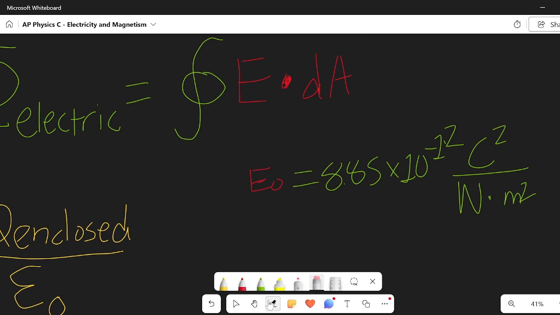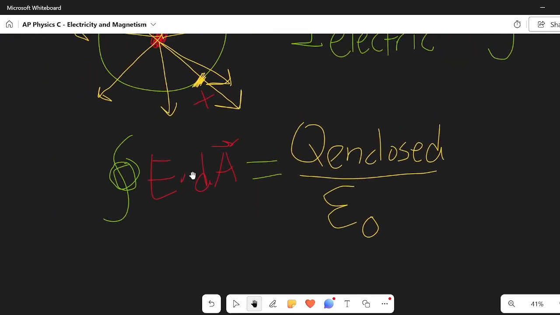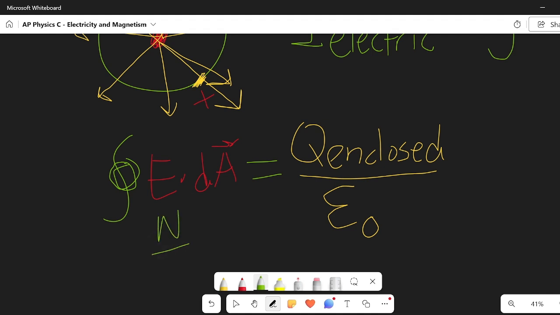These are the units. So if we look back here, this should line up, because we know that electric field is the measure of newtons divided by coulombs.